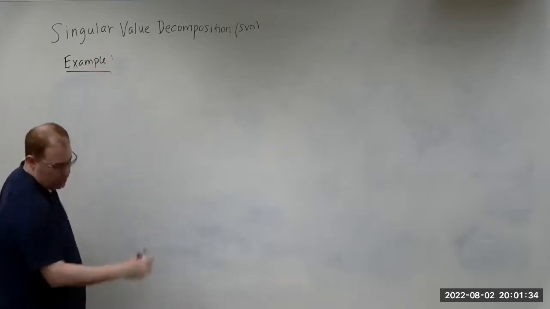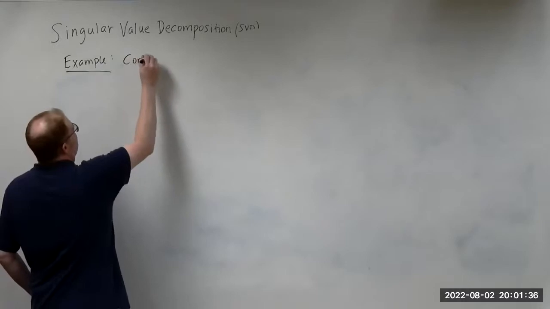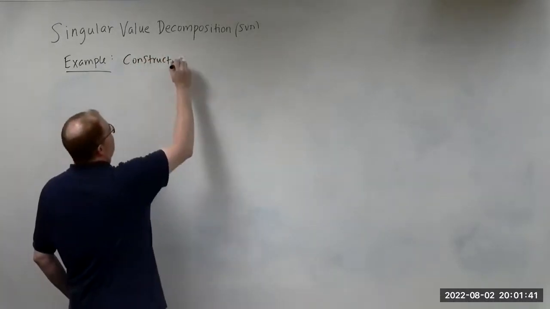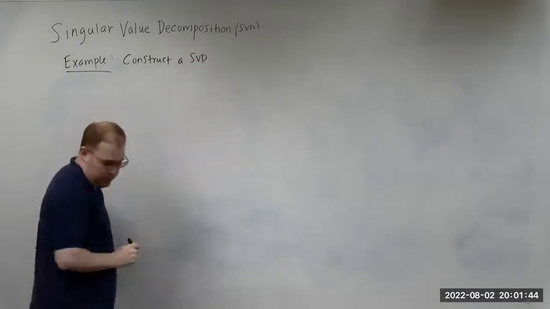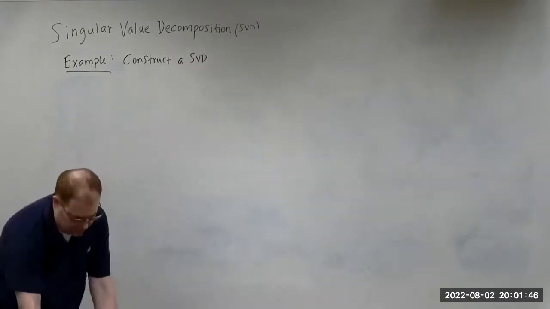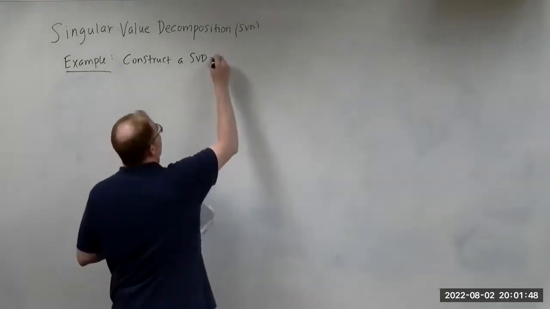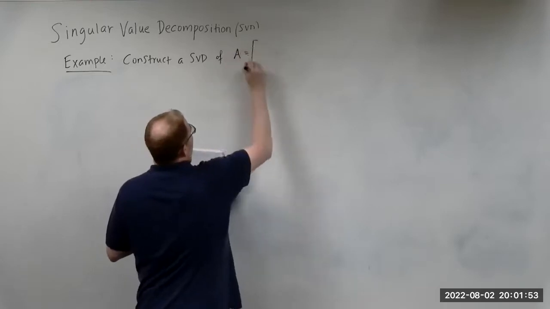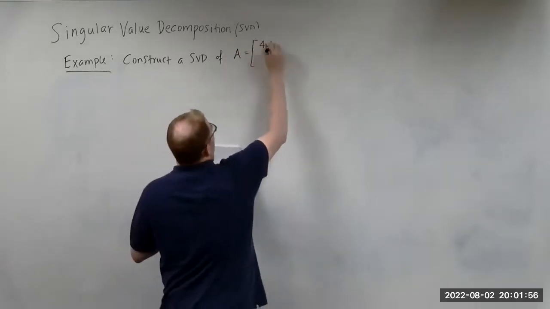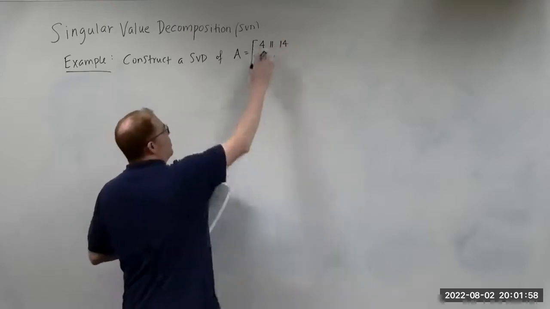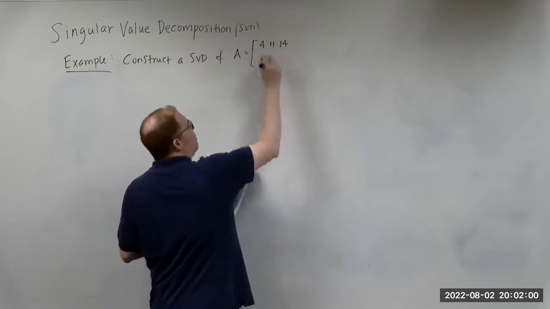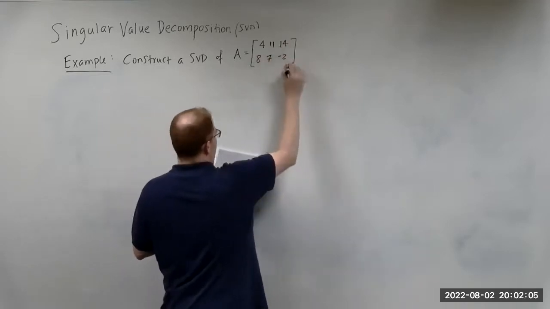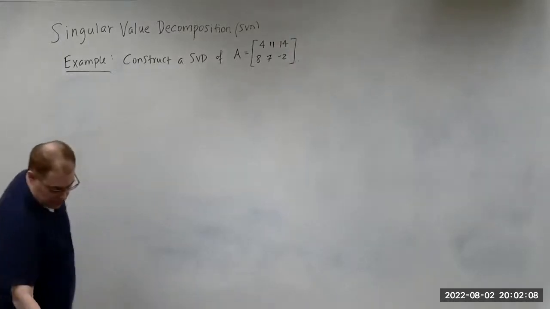So let's say we want to construct the singular value decomposition of B. So we have, let me write that a little bit better, 4, 11, 14, 8, 7 and minus 2.